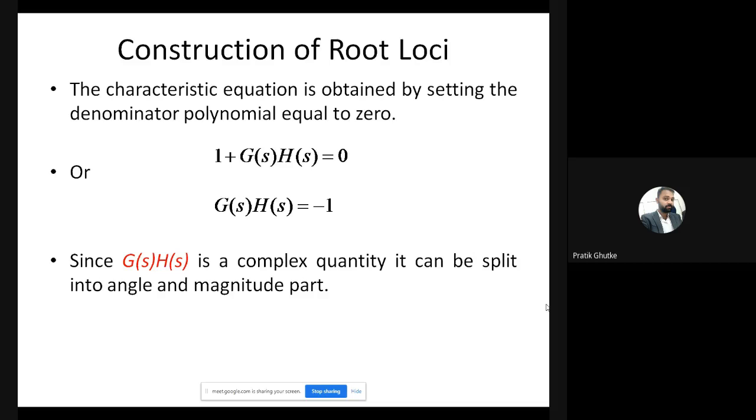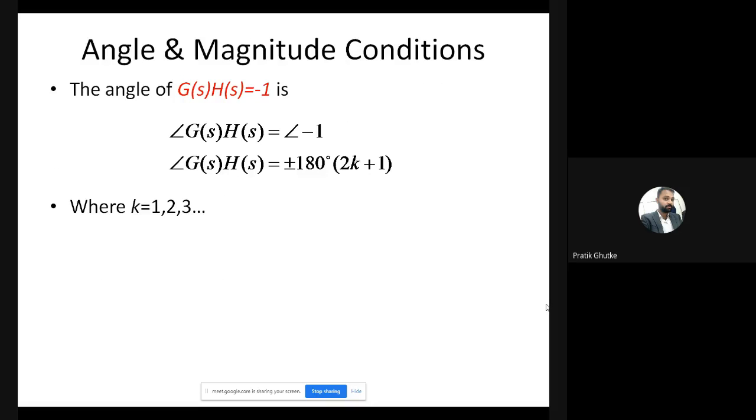Since G(s)H(s) is a complex quantity, it can be split into its angle and magnitude parts. So rewriting the above equation, 1 plus G(s)H(s) equals 0, so G(s)H(s) equals -1. So what do the angle and magnitude conditions actually mean? We have to see that.